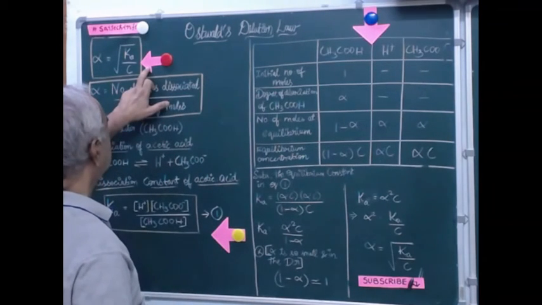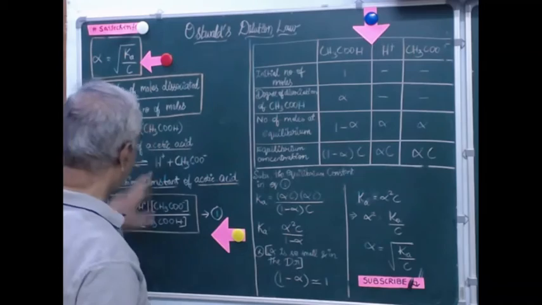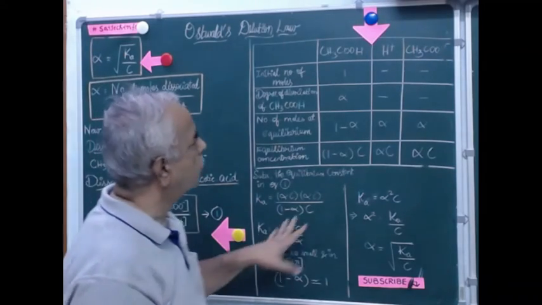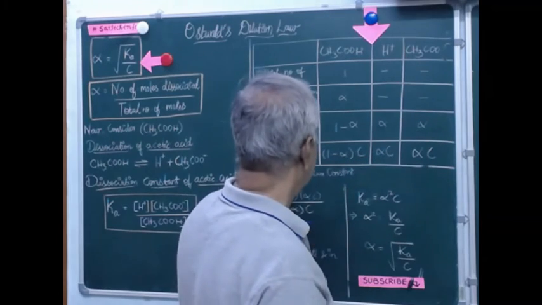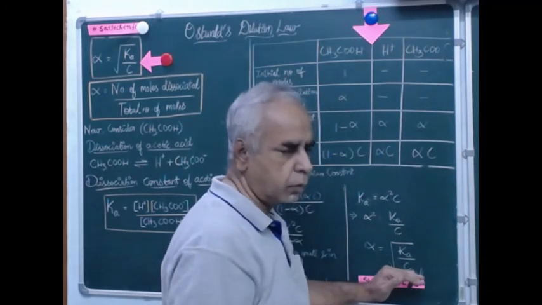So this is the Ostwald dilution law formula, and this is Ka, and this is the table you have to remember, and this is the derivation part of it, okay, right.